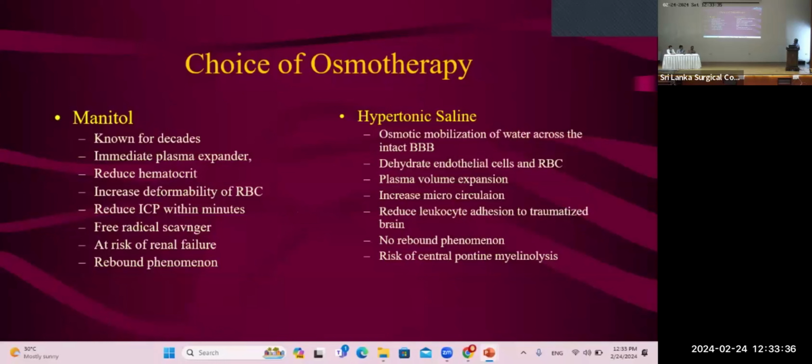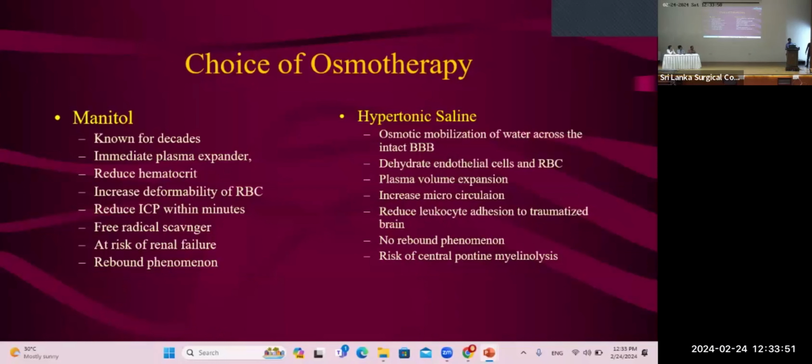Right. So the two we have are mannitol and hypertonic saline. Again, I will rush through the mannitol. It's been known for decades. We know about it. And again, it's an immediate plasma expander as well. So once you give mannitol, it expands the fluid and increases the cerebral perfusion for some time.